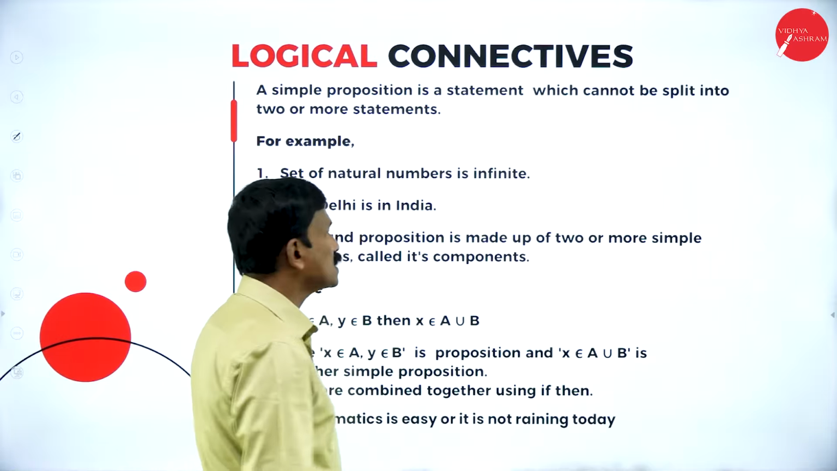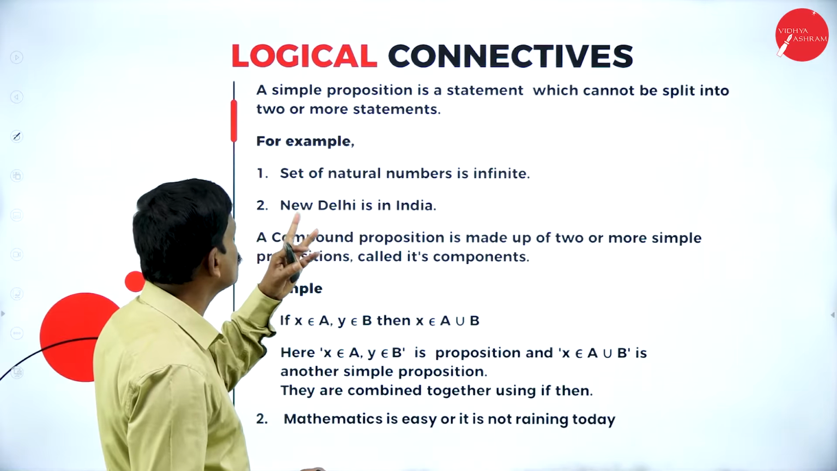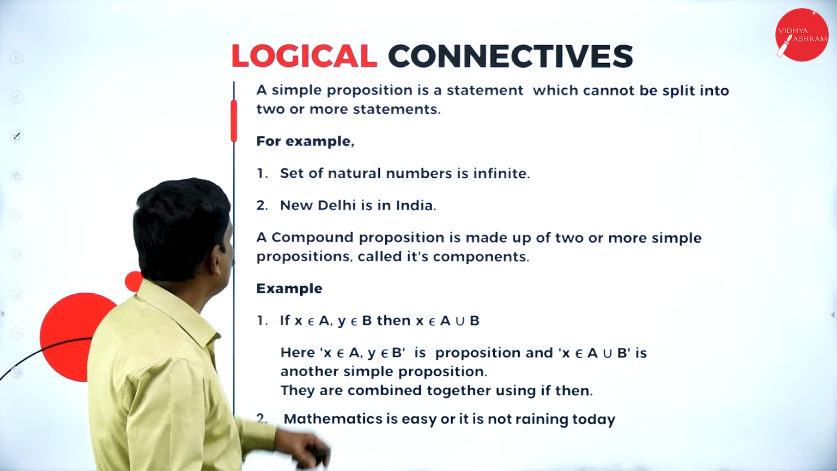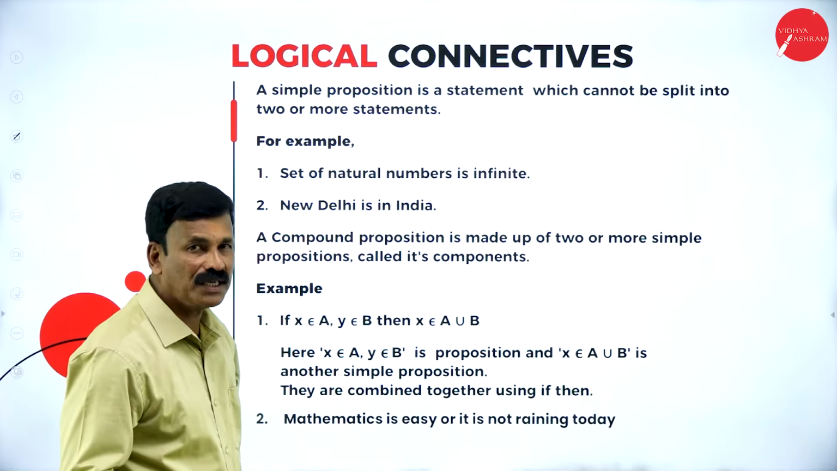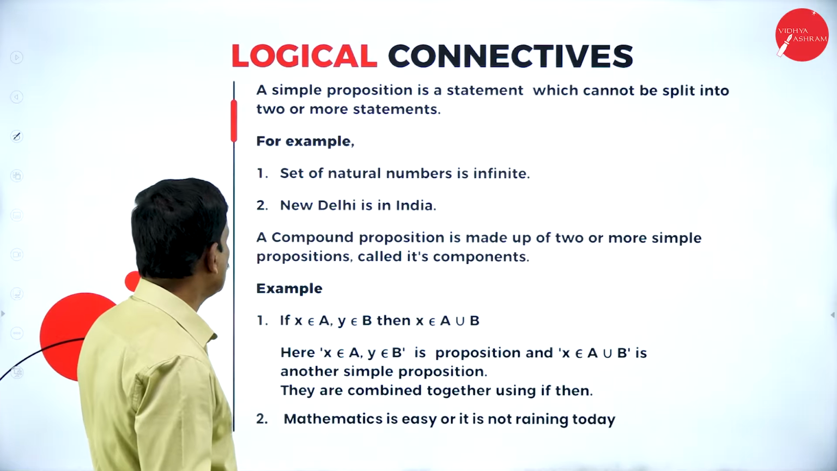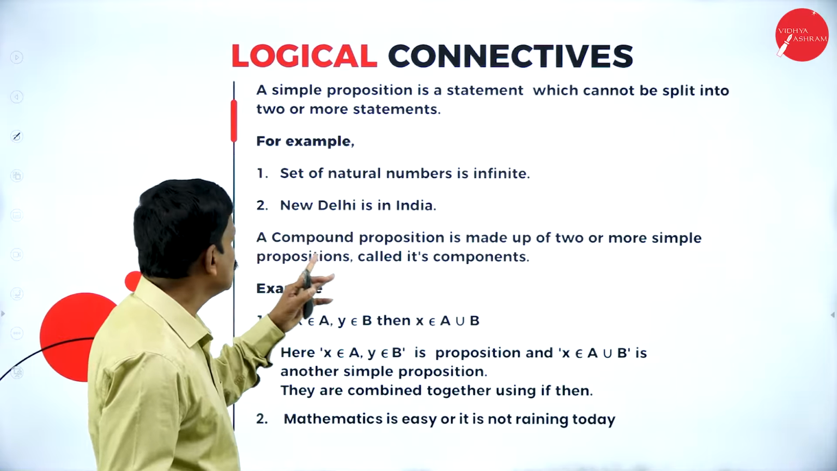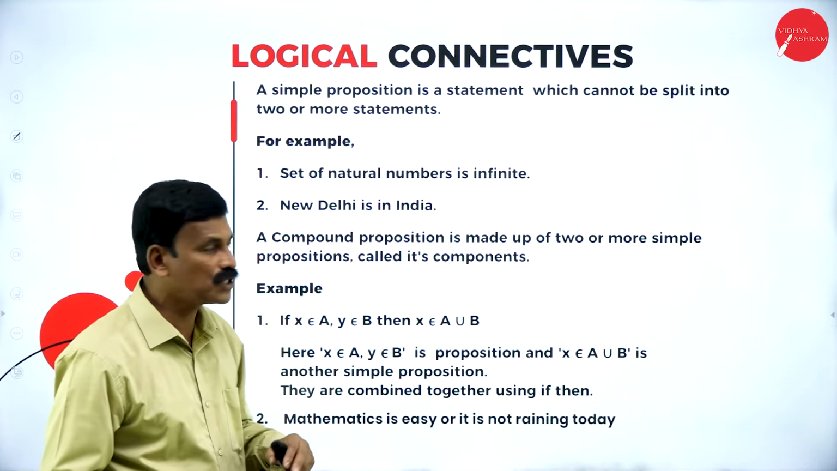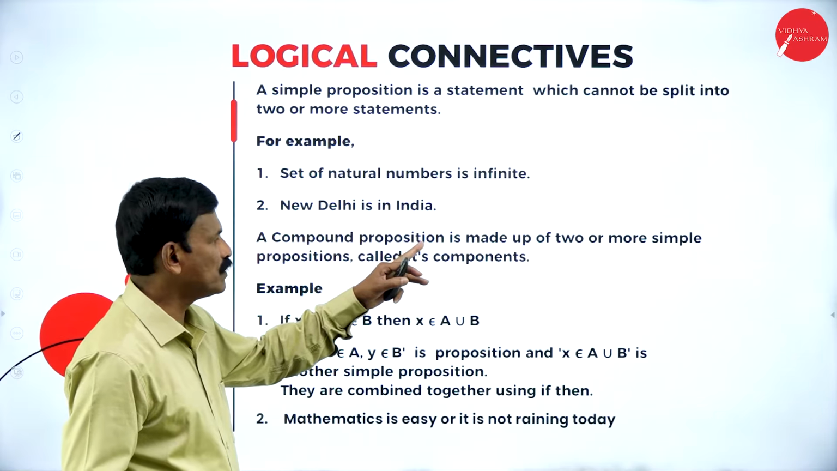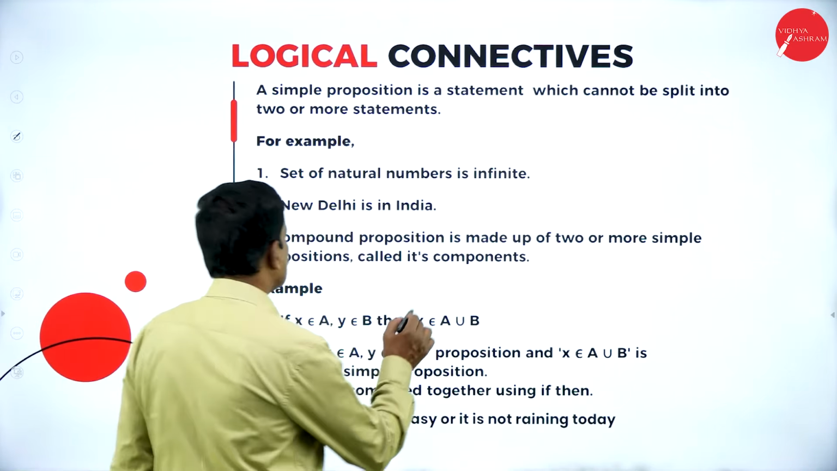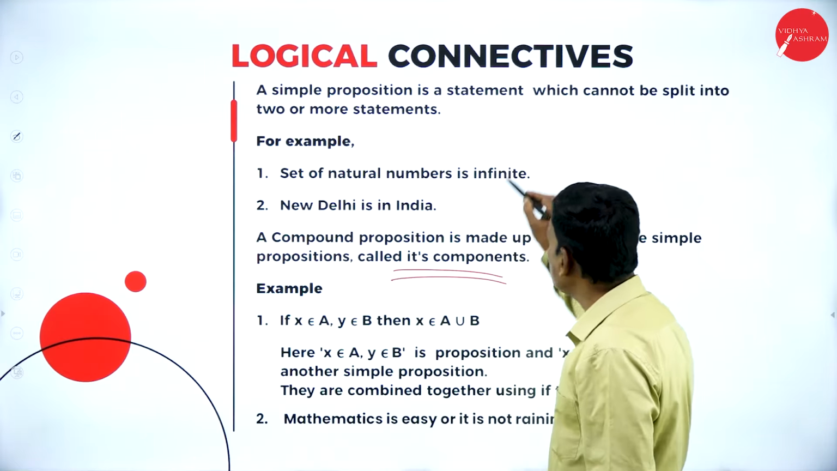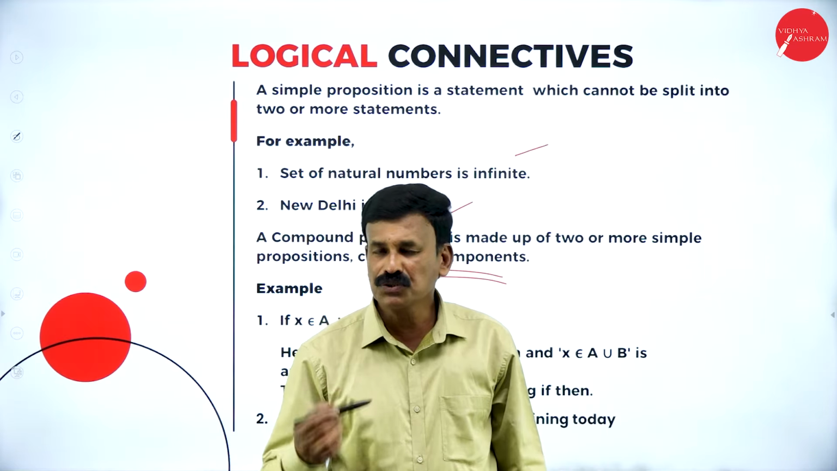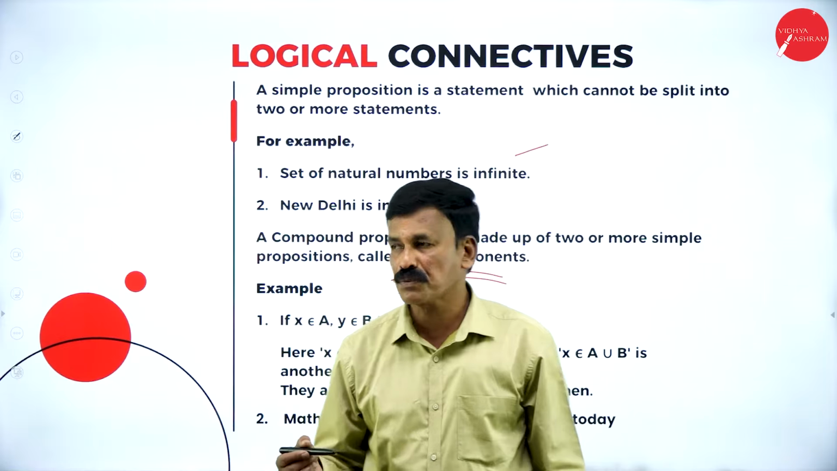A compound statement is a statement which can be split up into two or more statements, by using logical connectives. Now, let us take for example, the set of natural numbers is finite. New Delhi is in India. Here, these are two statements. These two statements can be connected using logical connectives to get a compound statement. A compound proposition is made up of two or more simple propositions. So, here these are two simple propositions.